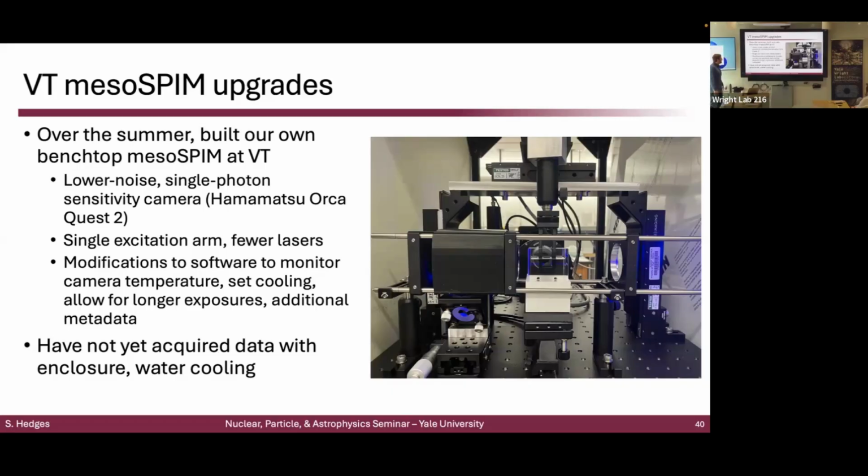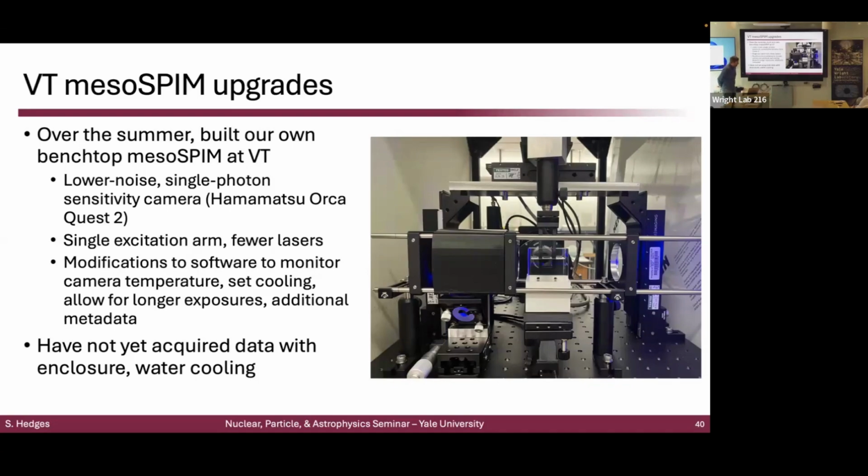We also then had some modifications to the software. There wasn't a way to track the temperature of the camera and then enable water cooling. The biologists don't really look at long exposures for their images, so we had to do some modifications for that and then add some additional metadata.